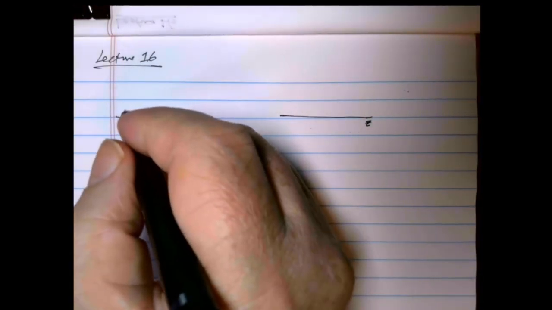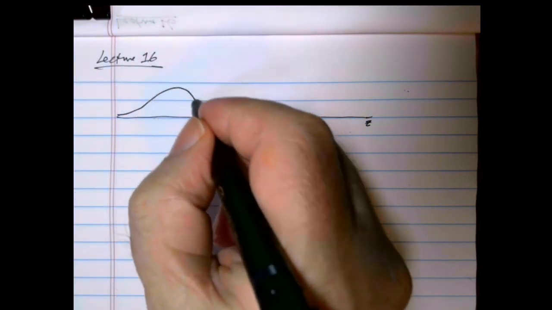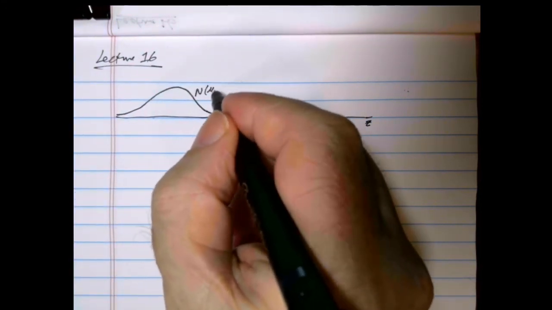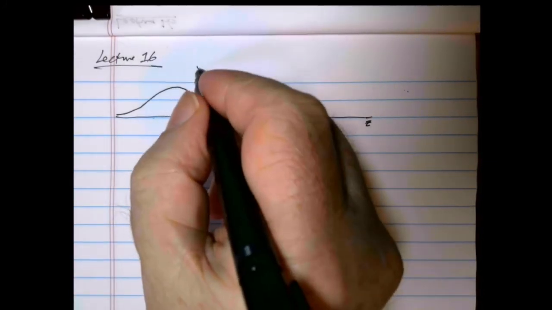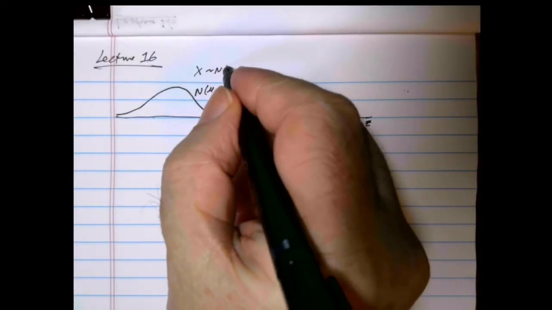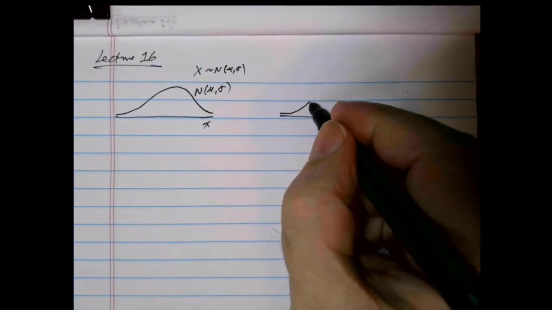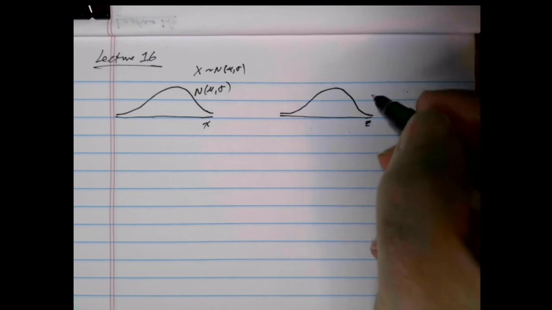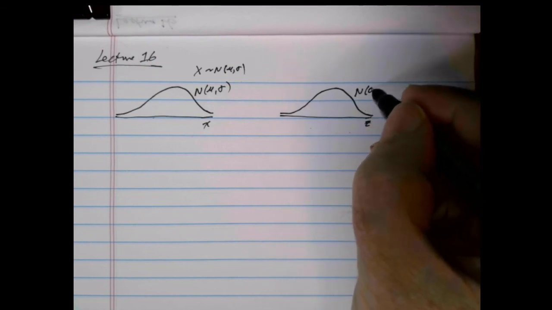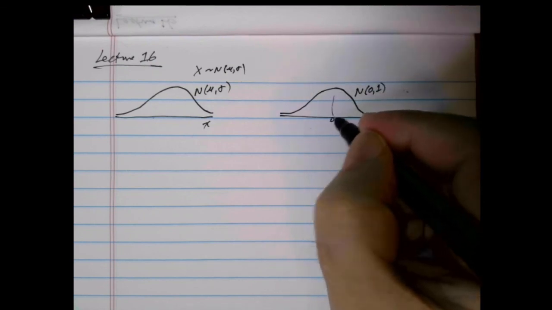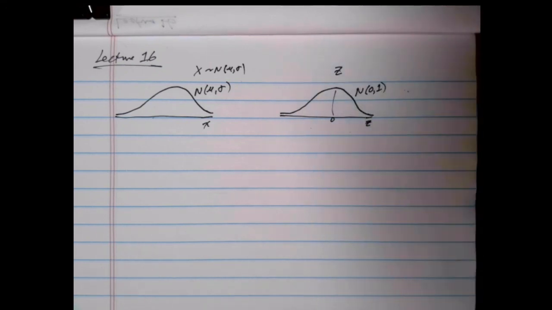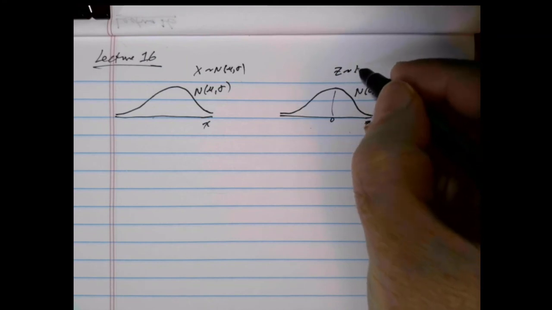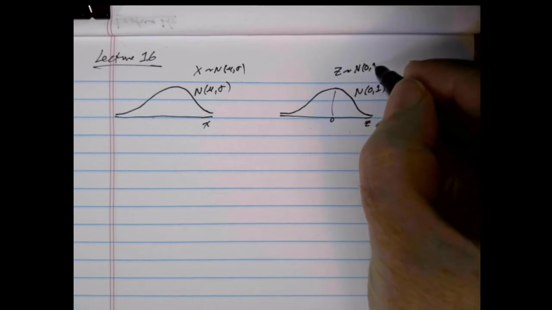So I have some normal curve over here. It's the normal curve with mean mu and standard deviation sigma. And I think of there being a random variable x which has the corresponding normal distribution. Over here I have the z distribution, the standard normal distribution with mean 0, standard deviation 1. And of course the random variable z always has that distribution.